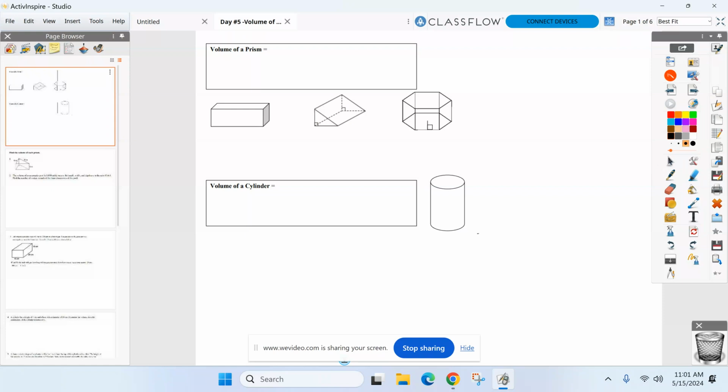Volume of a prism. Not giving it to you. Look it up. Look it up. Go back to your reference sheet. Let's go. It's going to be a good one today.